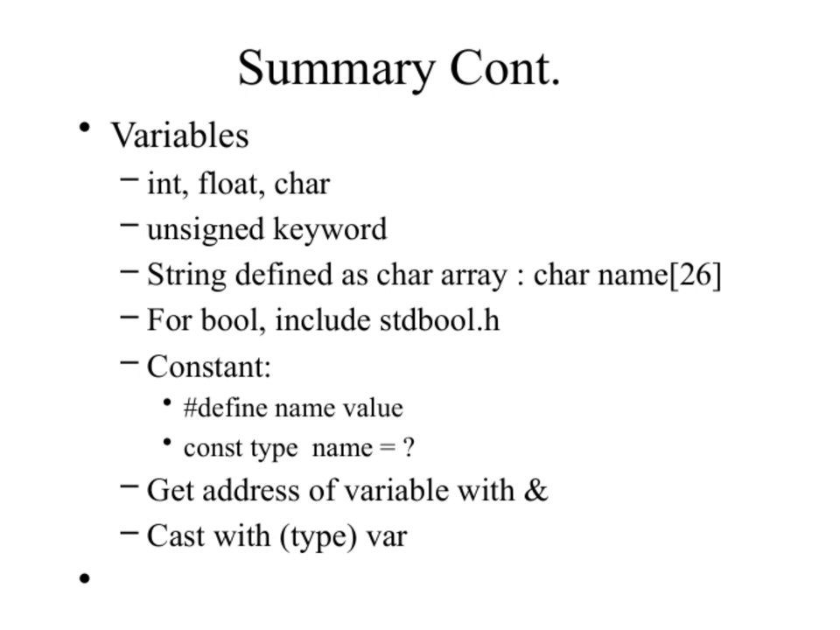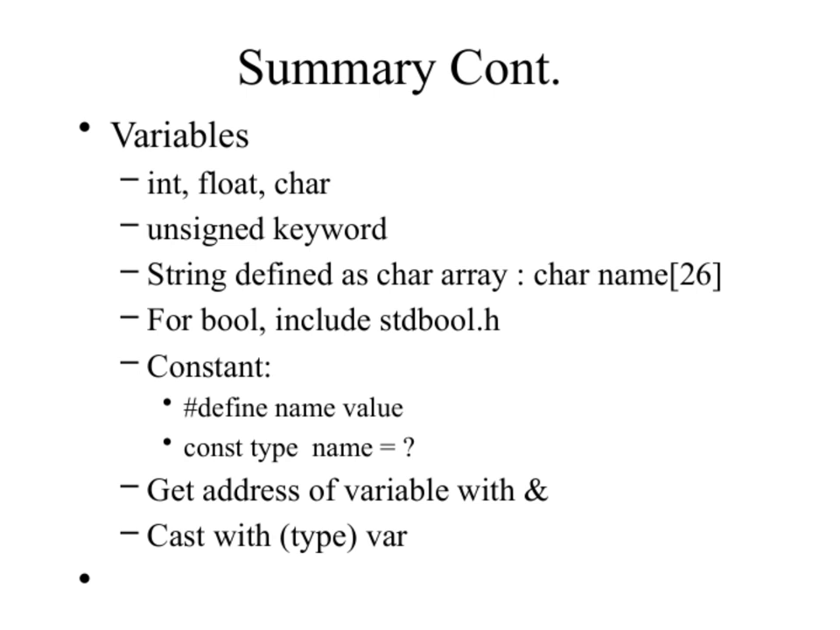When working with strings, we typically define them as character arrays. For instance, you might see something like char name[26], which allocates space for a string of up to 25 characters plus the null terminator. For Booleans, C doesn't have a built-in bool type by default, so we include the stdbool header file, which defines the bool type and the values true and false.